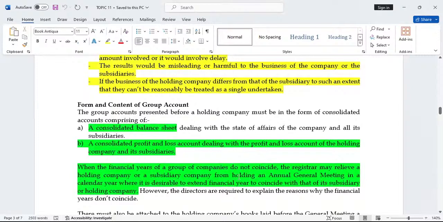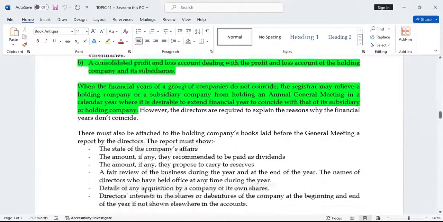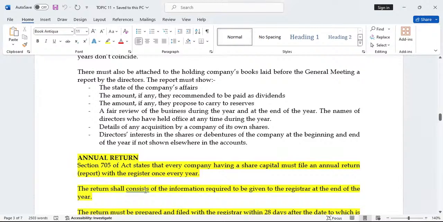So when the financial years of a group of companies do not coincide, the registrar may relieve the holding company or the subsidiary company from holding an AGM in a calendar year where it is desirable to extend a financial year to coincide with that of the subsidiary. There must also be attached to the holding company's books laid before the annual general meeting a report of the directors. As you're saying, it is normally presented together with the financial statements to the members at the AGM.